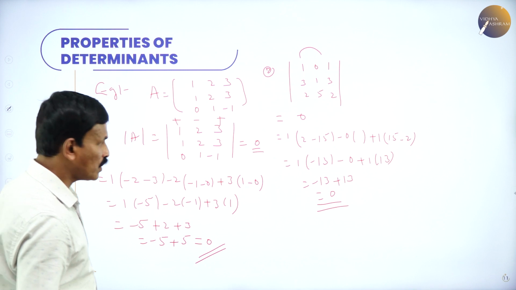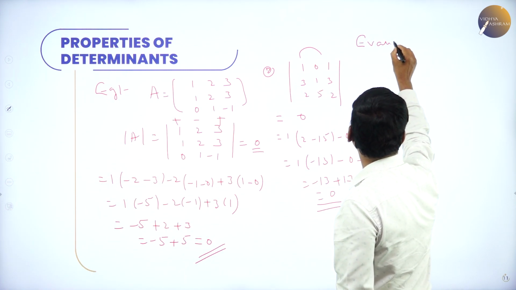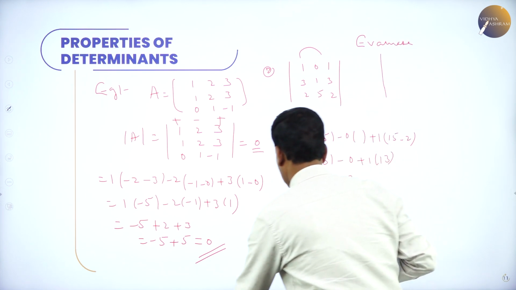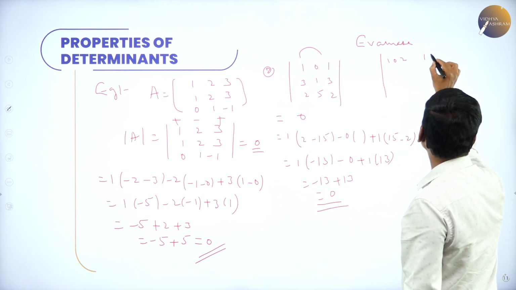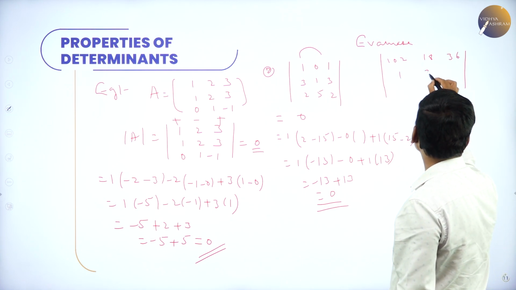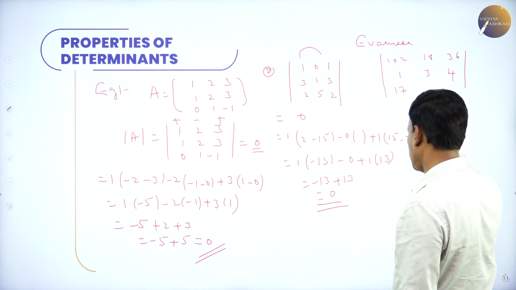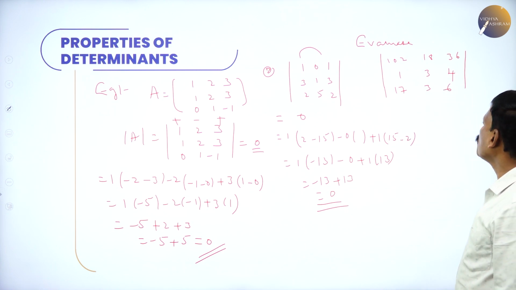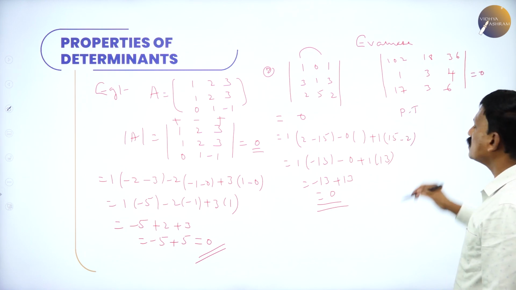Now, I will take one more problem. In the examination, they may ask evaluate or prove that the value of this determinant. Let me take this problem. 102, 18, 36, then 1, 3, 4, again 17, 3 and 6. So evaluate or prove that the value of this determinant is equal to 0.